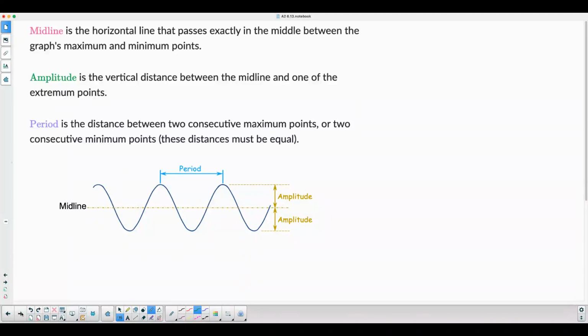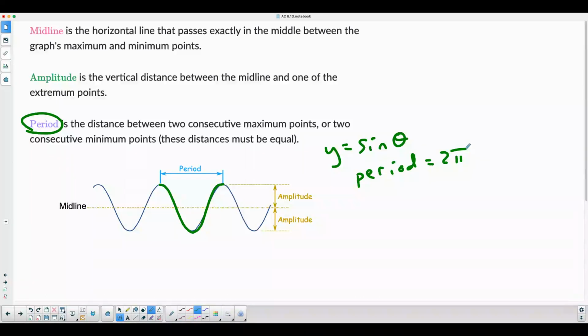All right, so midline, amplitude, period. Let's start with period because this is not new. A period is one full cycle on the curve. So, distance between 2 consecutive maximum points or 2 consecutive minimum points, or really anywhere on the curve. But we learned on a sine or a cosine curve, y equals sine of theta, your period equals 2 pi. And same thing on y equals cosine of theta. We learned your period is also 2 pi.